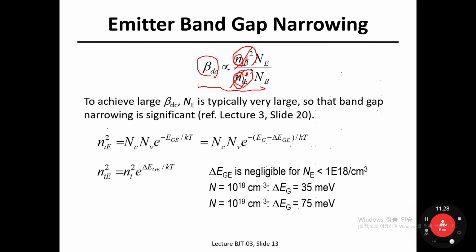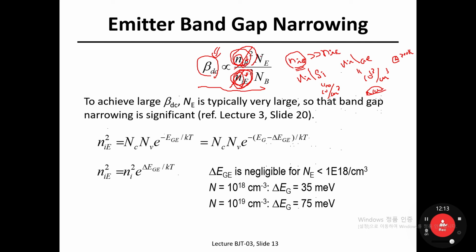But let's go back to the original equation and think about any missing point or any chance to enhance the beta value. What if n_iB is much higher than n_iE? What kind of engineering solution can we come up with? Yes, narrow bandgap material can give us much higher n_i. So for example, n_i of silicon is 10^10 per cubic centimeter at room temperature, but in the germanium case, 10^13 per cubic centimeter at the same temperature, 300 Kelvin. So a 1000x improvement can be obtained. Then n_iB squared divided by n_iE squared is 1000 squared, which turns out to be 10^6, a million times higher. So theoretically, we may expect a million times higher beta value.